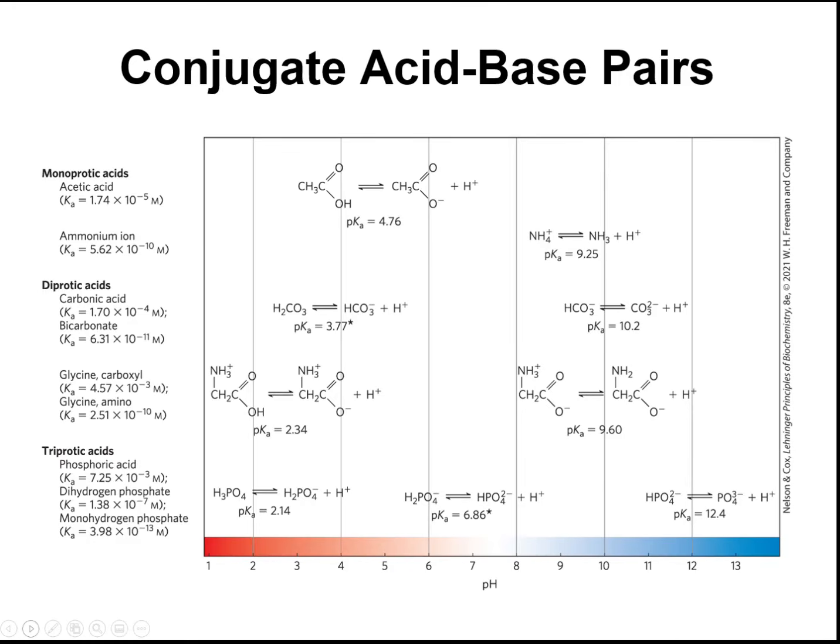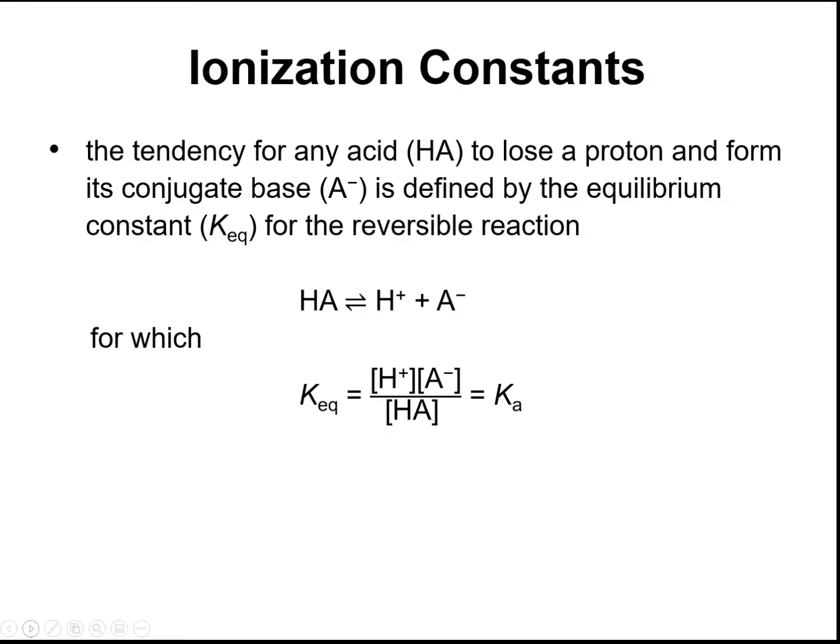This chart, don't worry about memorizing it. It just gives you a visual for some different conjugate acid-base pairs and some of the different acids that you'll see. We'll be talking about acetic acid. We'll also be talking about carbonic acid a little bit later and phosphoric acid, just to give you a heads up. You don't need to memorize any of these values. Just take it in, enjoy it for what it is.